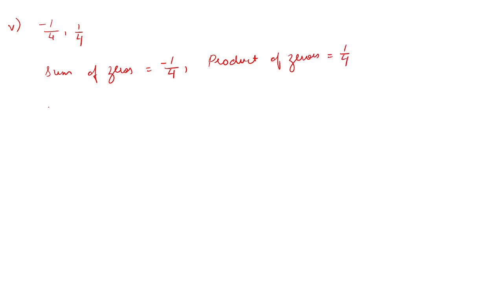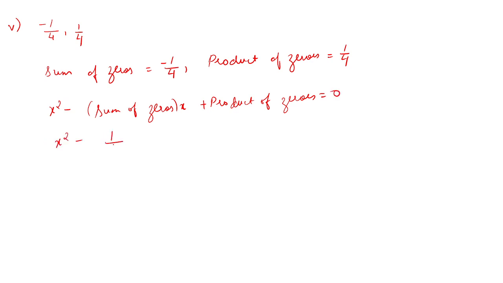The fifth question is given as minus 1 by 4 and 1 by 4. Now the sum of zeros is given as minus 1 by 4. The product of zeros is given as 1 by 4 as well. So the equation is simple, x squared minus the sum of zeros times x plus the product of zeros, equal to 0. So x squared, the sum of zeros is 1 by 4 x. Now the product of zeros is 1 by 4.